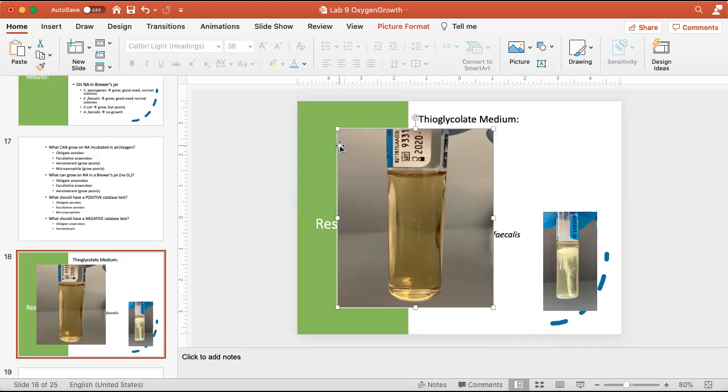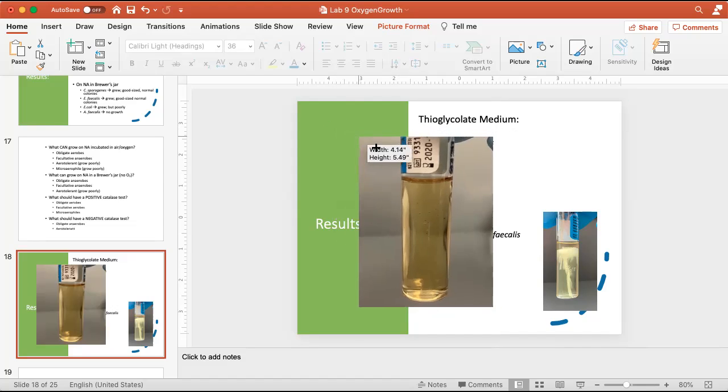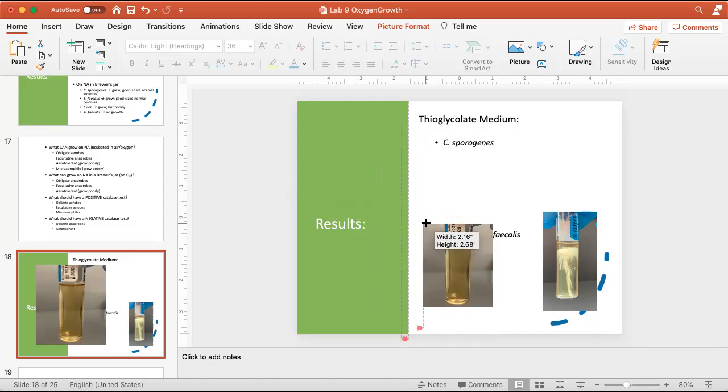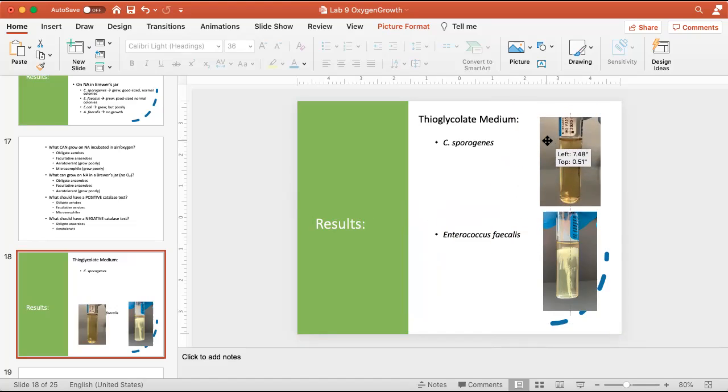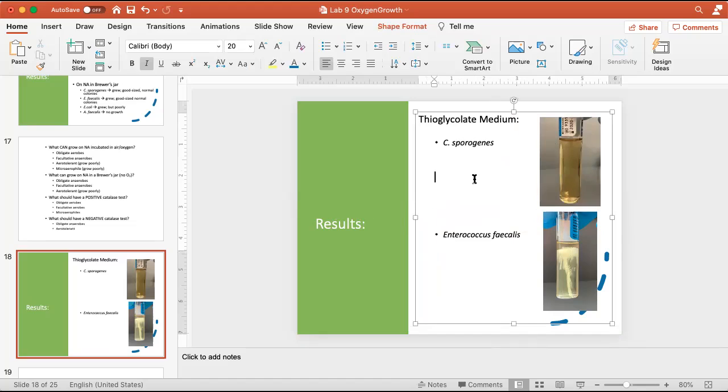So it could be that something wasn't right, that I didn't do a very good job protecting the cells from oxygen before I used them to inoculate the broth. We got growth, but we didn't get much. But it's right where it should be. It's right at the bottom of the tube. So we have more evidence that Clostridium sporogenes is an obligate anaerobe.